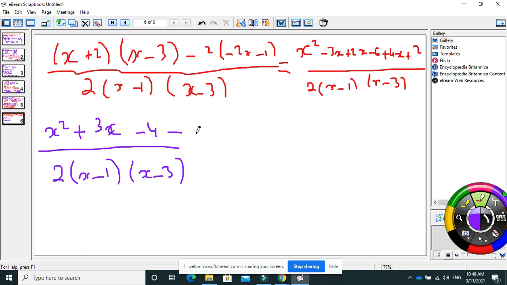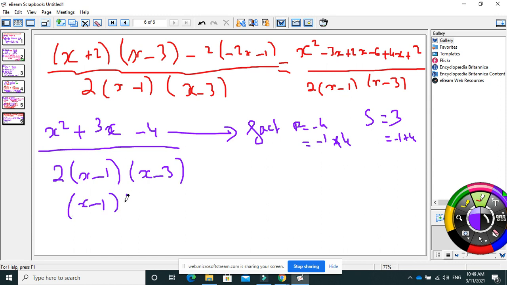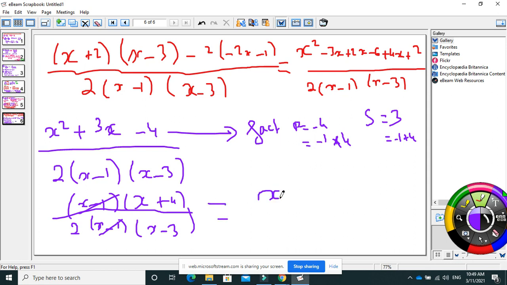Now I need to factorize this one to be able to simplify if it's possible. How are we going to factorize it? Which two numbers give me product minus 4 and sum 3? I can do it, yeah. It's minus 1 times 4. If I add them, it gives me 3. So how can we factorize it? It will be x minus 1 times x plus 4. Did you see how I can factorize it? X plus 4 over 2 x minus 1 x minus 3. I can factorize it, I can simplify it now. And now I'm back: it's x plus 4 over 2 times x minus 3.